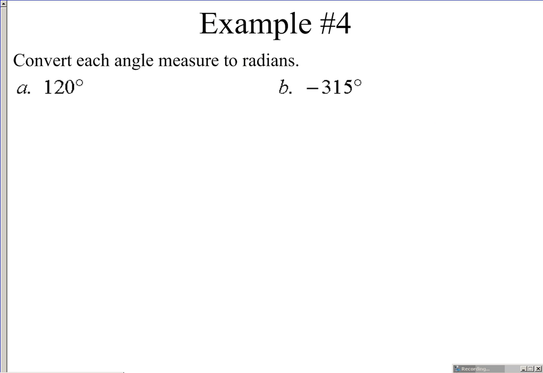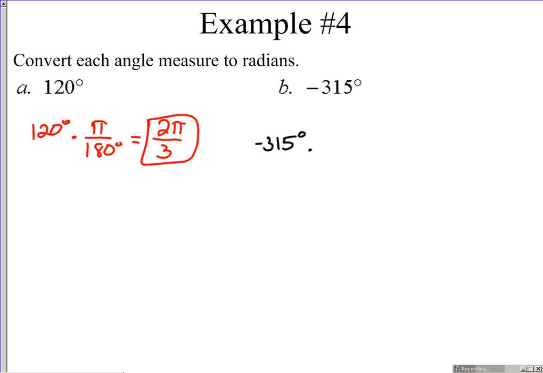Finally, the last one, converting the other way. Now we're going from degrees to radians. So I have 120 degrees. I'm converting to radians. So now I want the pi in the top, the degrees in the bottom, so the degrees cancel. 120 over 180 simplifies to 2/3. So I have 2 pi over 3. Negative 315 degrees going to radians. So pi radians in the top, 180 degrees in the bottom. Simplify that expression, negative 7 pi over 4.